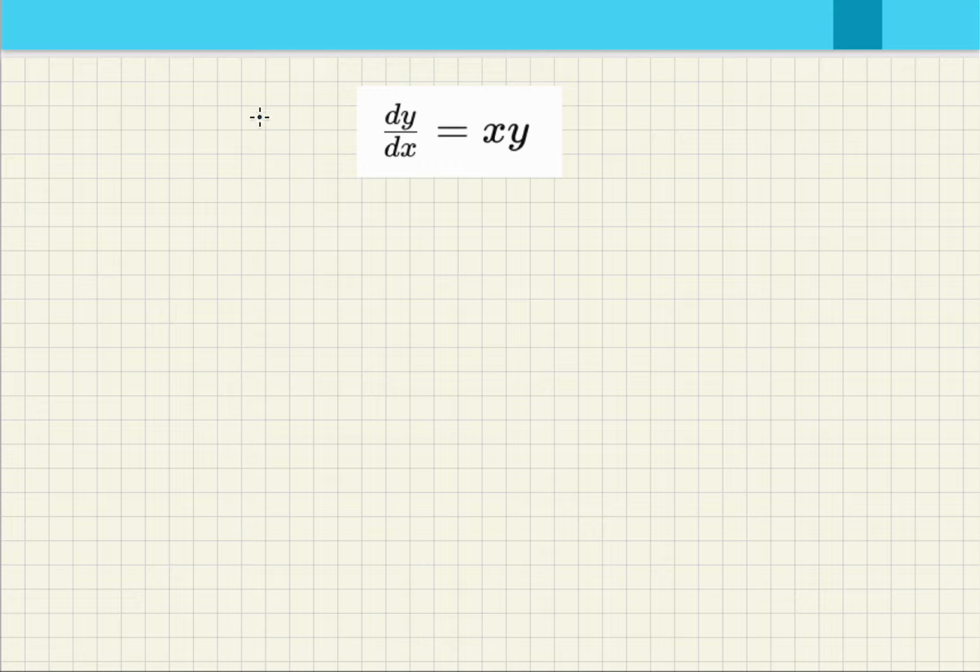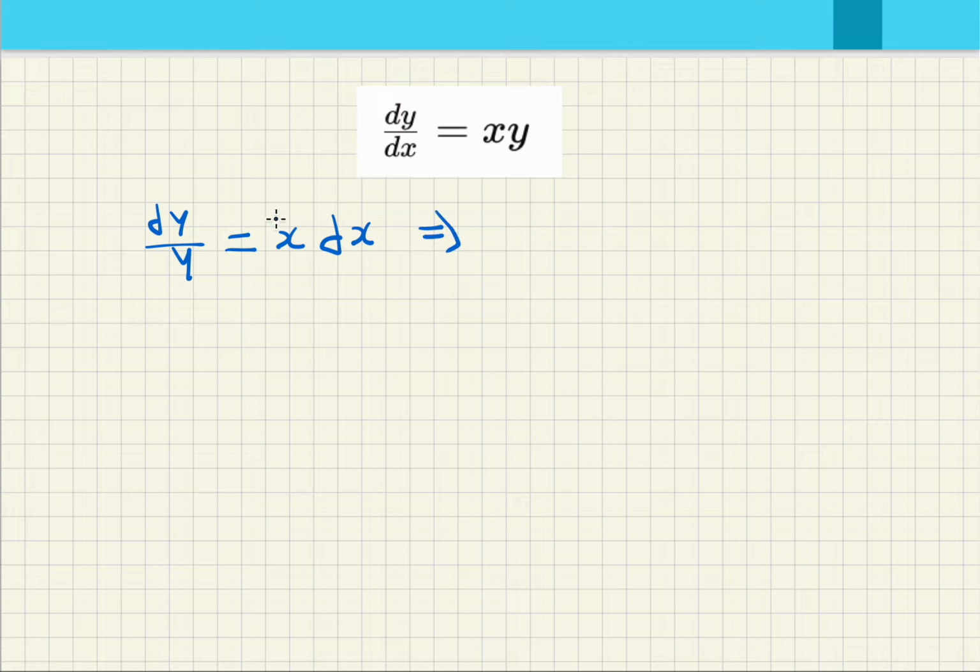In other words, the derivative of y equals x times y. So the first step in solving for y is to separate the variables. So what I mean by that is clubbing the x term with the dx and y with dy. So in this case it would look like dy over y equals x dx. I divided both sides by y and then multiplied both sides by dx. So I get dy over y equals x dx.